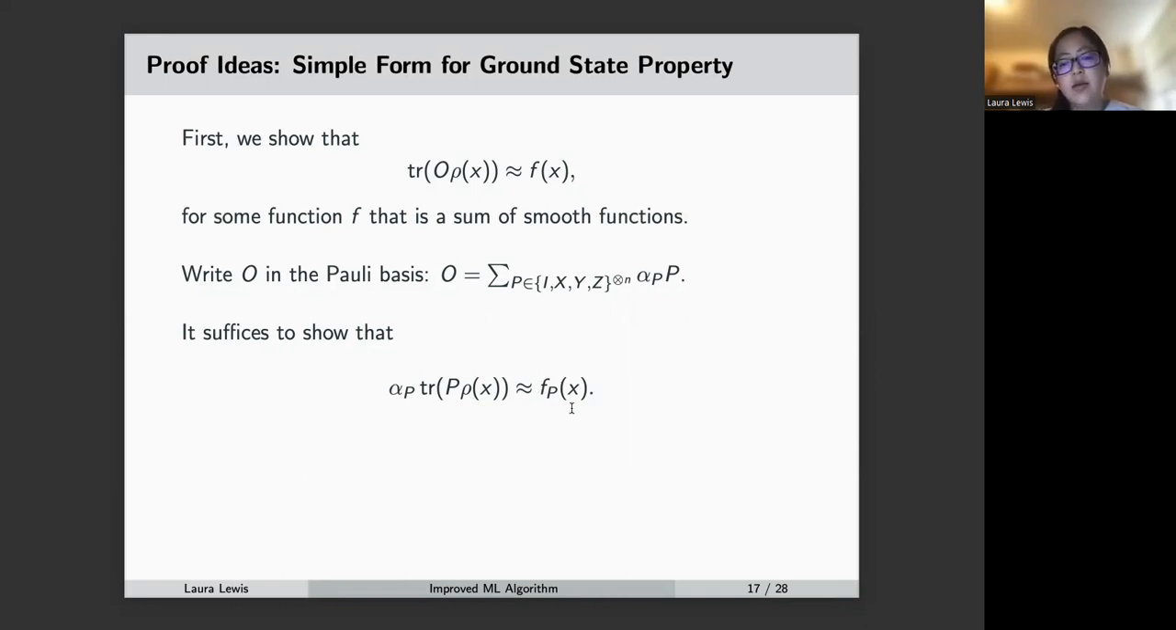And on the right-hand side, because the f_p are smooth functions, we just have a sum of smooth functions. In particular, the sum over these Paulis of f_p(x) is just the function f. That's how we define it.